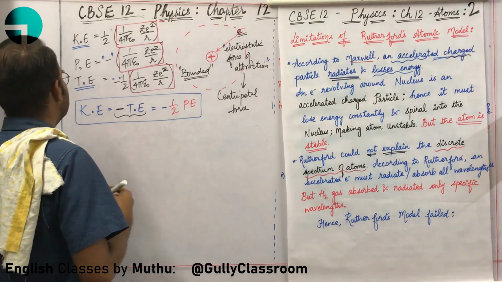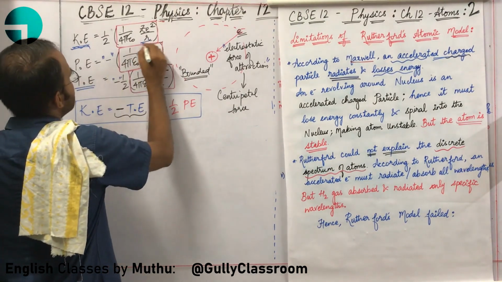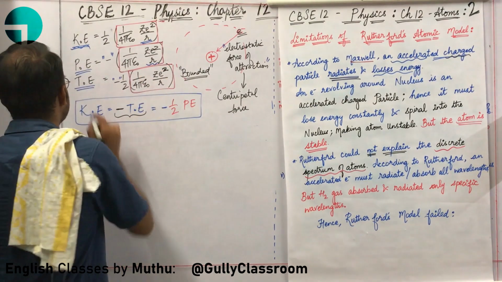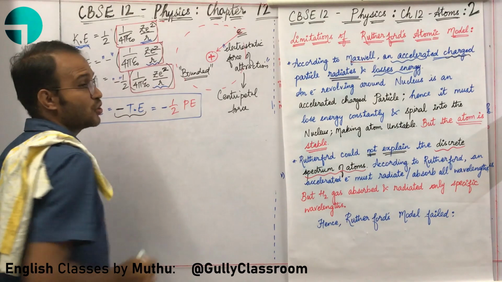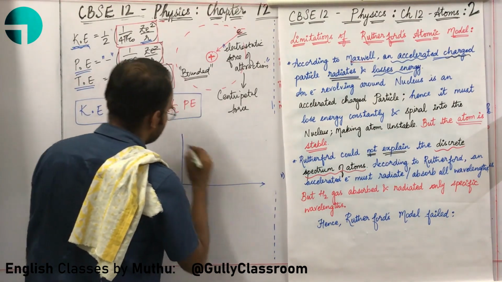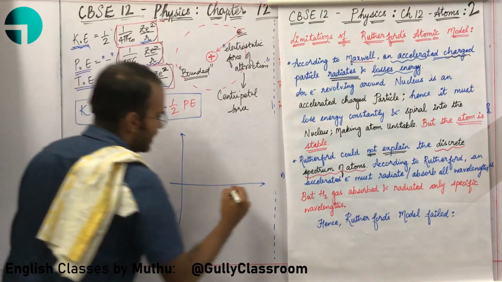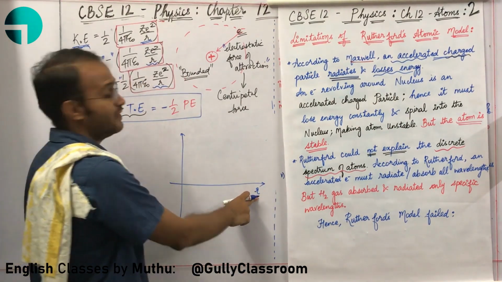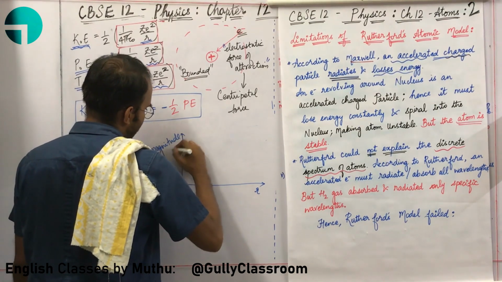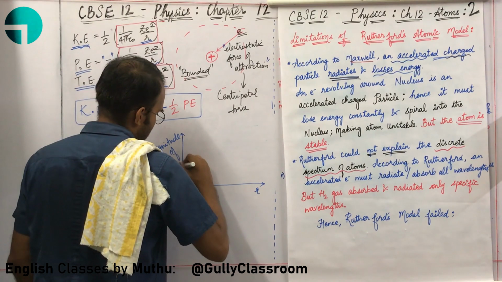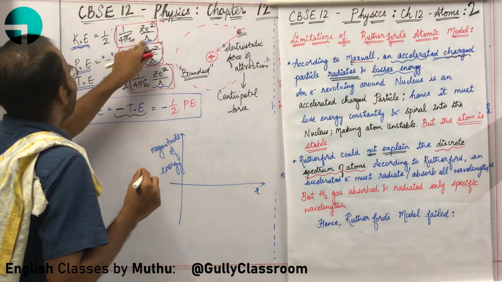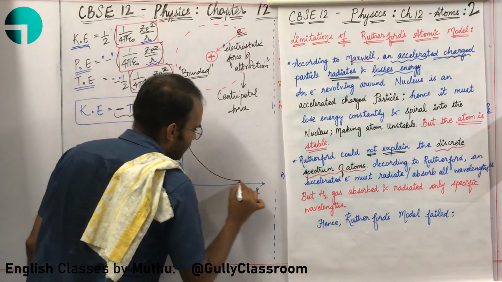Another thing to note is the kinetic energy is inversely proportional to R. The potential energy is inversely proportional to R. The total energy is inversely proportional to R. So let me compare all the three energies. Let me put this as R. R is the distance between the nucleus and the electron. Here I will put magnitude of energy. What else? The first thing is kinetic energy and R are inversely proportional to each other.